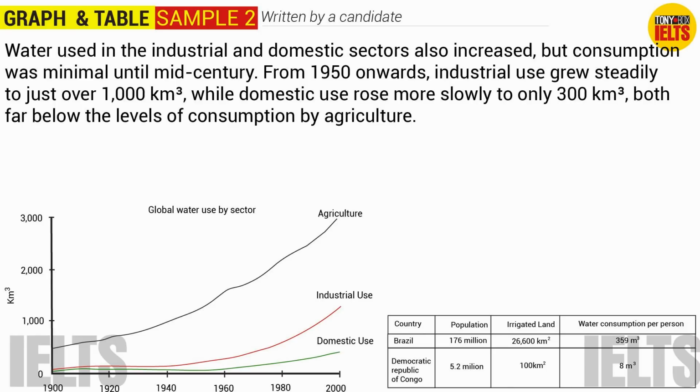From 1950 onwards, industrial use grew steadily to just over 1,000 kilometers cubed, while domestic use rose more slowly to only 300 kilometers cubed, both far below the levels of consumption by agriculture.